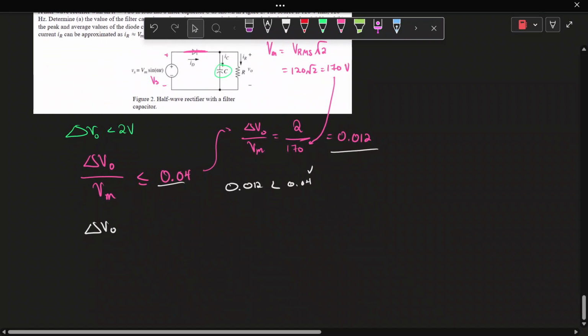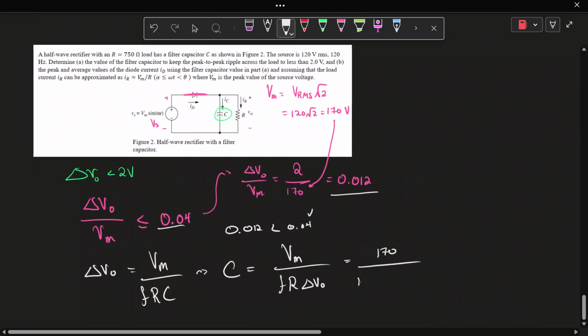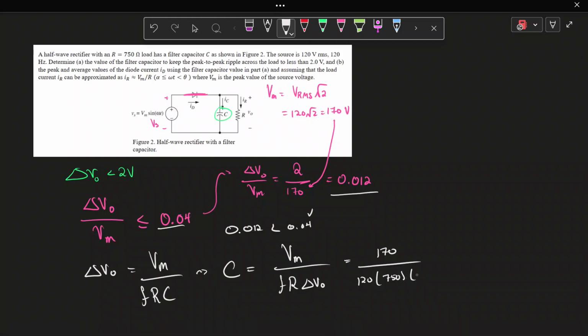The ripple is going to be equal to Vm over frequency times R times capacitance. And we're looking for C, the capacitance. So C is going to be equal to Vm over frequency times resistance times the ripple. We know Vm. We know frequency is in the question, 120 hertz. We know the resistance, 750 ohms. And we know the ripple is 2. Solving for this, we get about 943 microfarads.